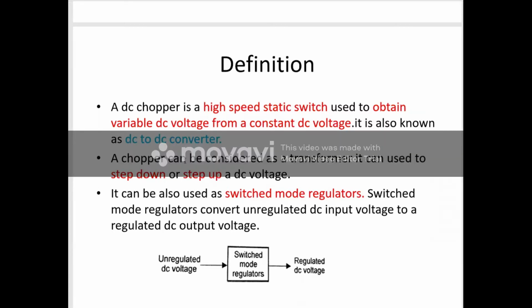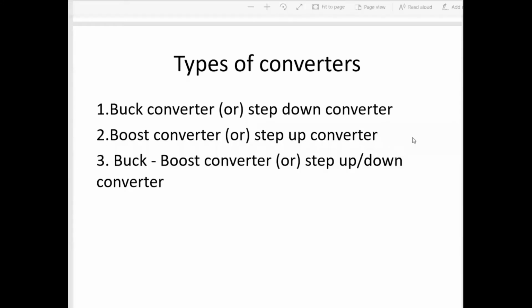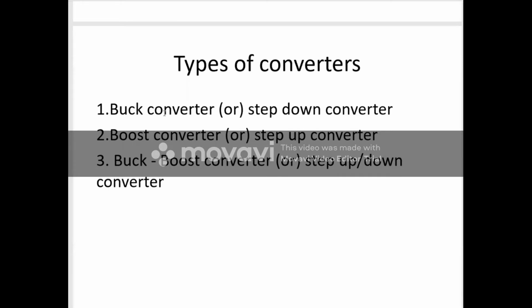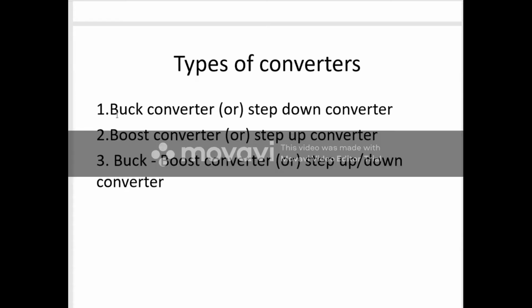Depending on that, this DC to DC converter can be classified into 3 types. One is the buck converter, another is the boost converter, and the third type is the buck boost converter. What is a buck converter? It is a step down converter. That means the output of the converter is less when compared to the input applied to it. So the step down converter is called the buck converter.